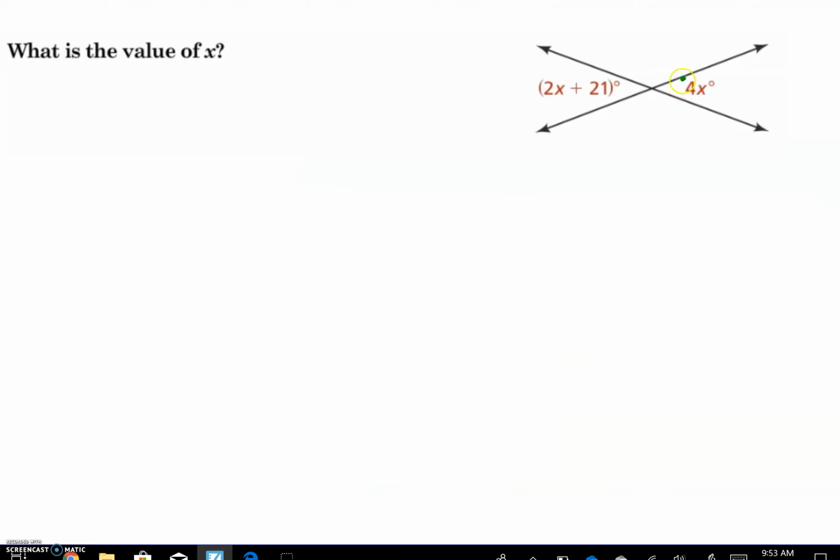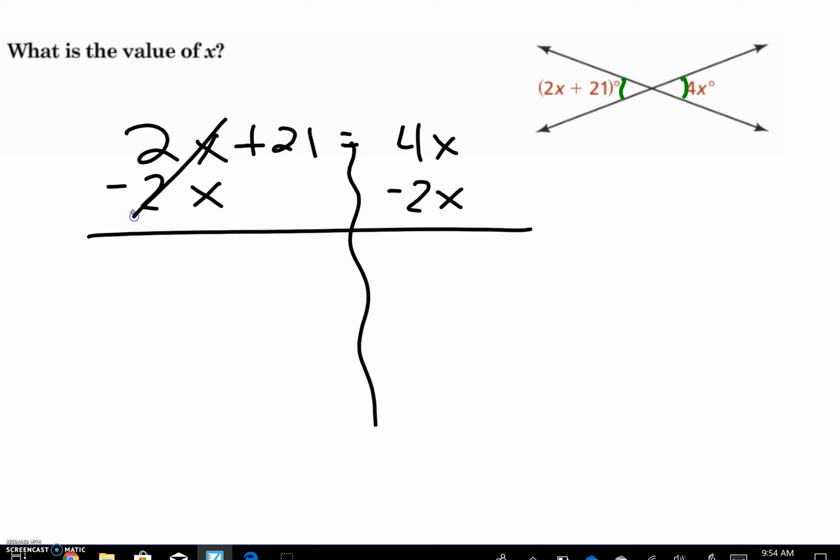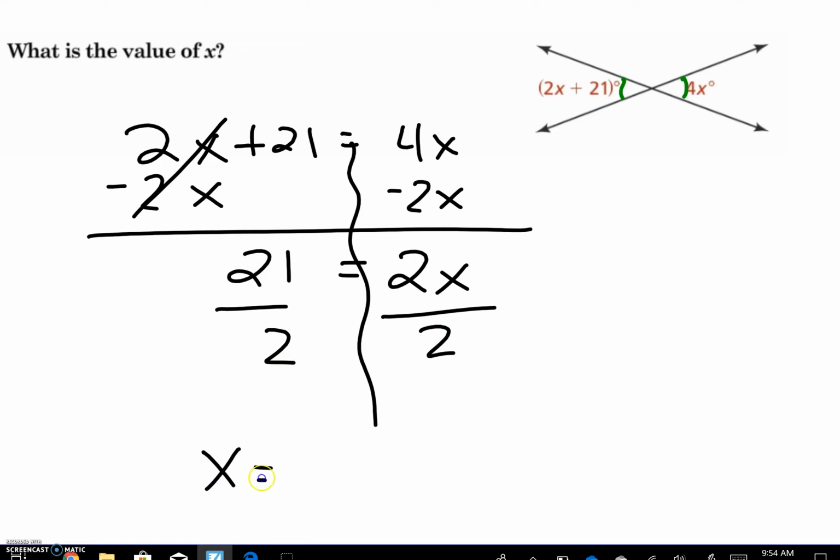Okay, so here's a problem. We know that these are vertical angles. We know that they're congruent to each other. All they want us to do is solve for the value of x. Again, vertical angles are congruent, so we know that 2x plus 21 is equal to 4x. Okay, I want to move the x's to the same side of the equal sign, so I'm actually going to subtract this 2x over here. I'm left with 21 is equal to 2x. Divide by 2. x is equal to 21 over 2, which is equal to 10.5.